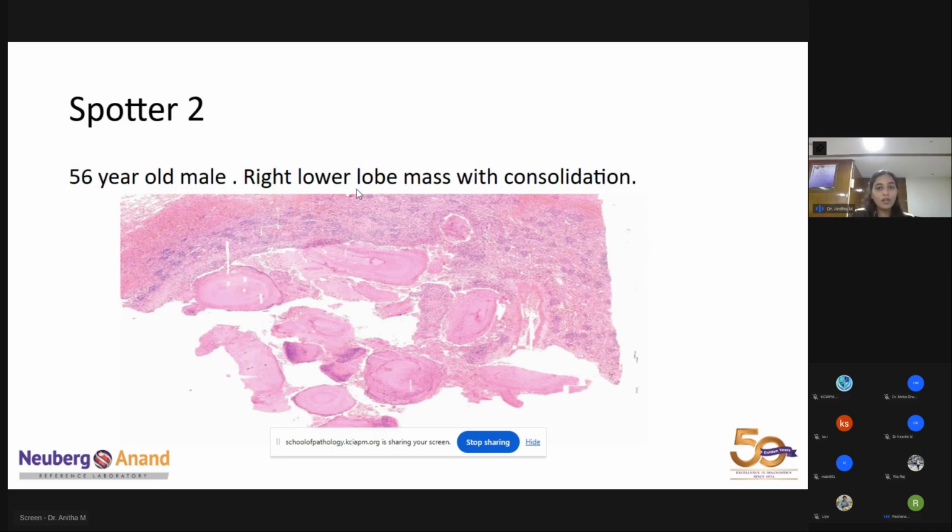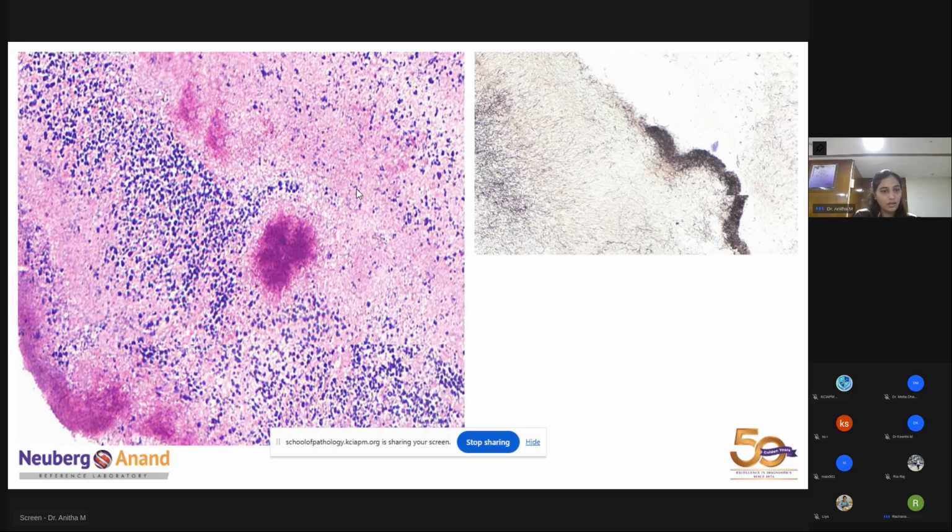56-year-old male, right lower lobe mass with consolidation. Identify this area.